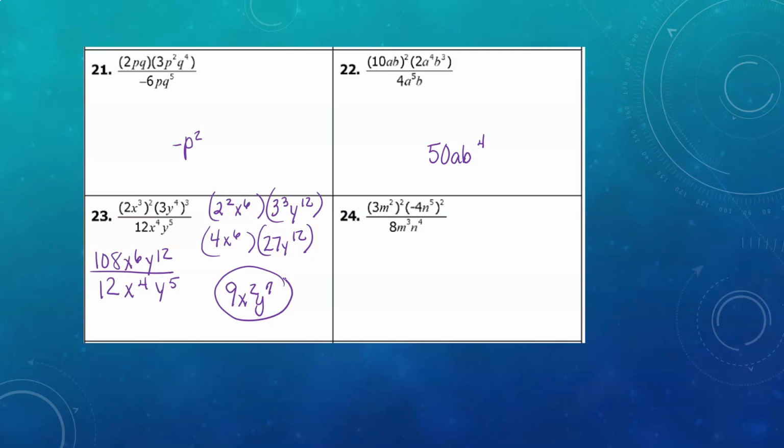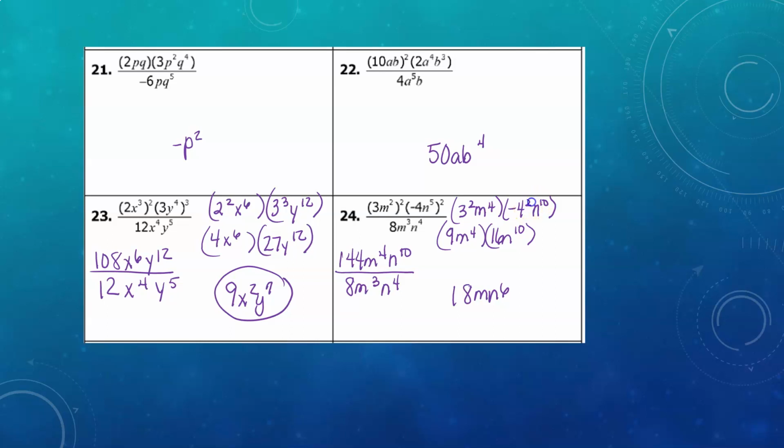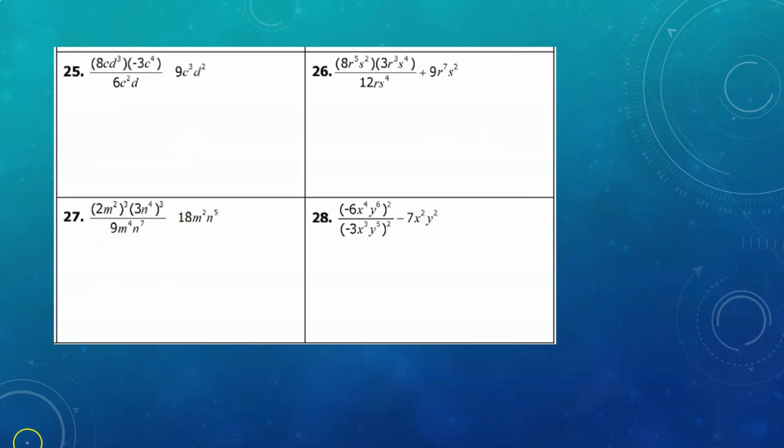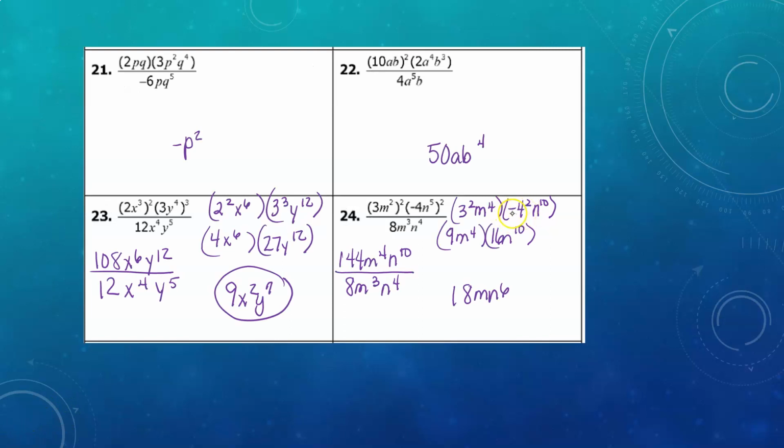You try number 24. You have to power first, then multiply, and then divide. I want to point out one thing about 24: make sure when you square this, negative 4 squared is negative 4 times negative 4, so that's positive 16. All right, let's move on to 25.